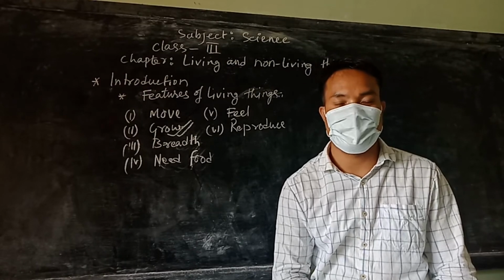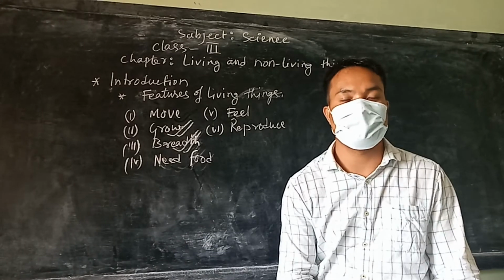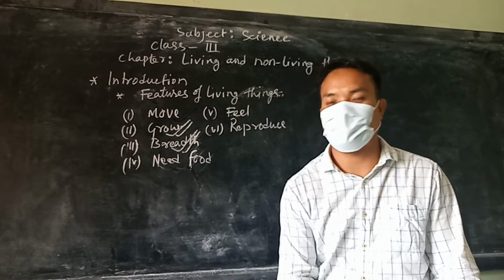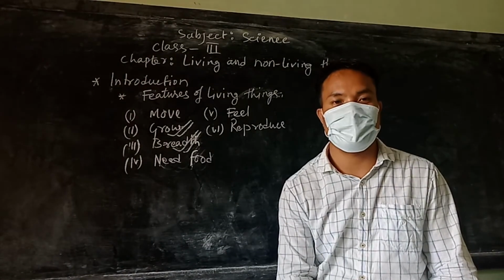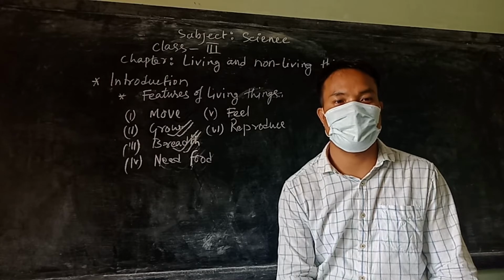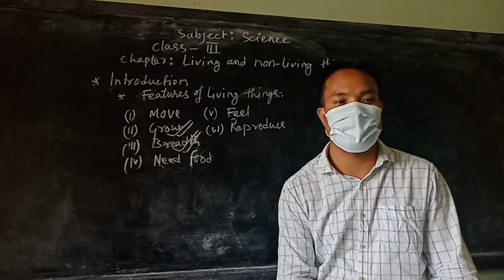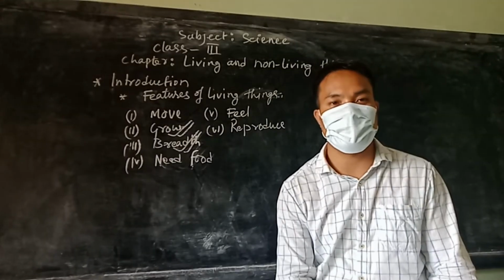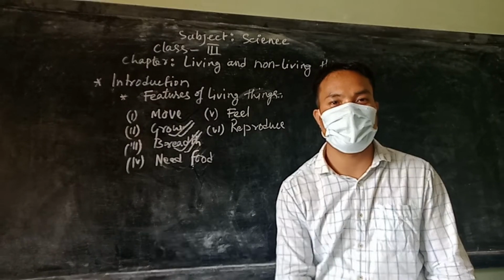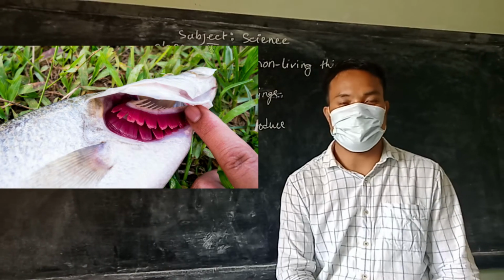Living things can breathe. Okay? We know that we all require air. Each and every living organism requires air. We need air to breathe, and different animals use different organs to breathe. Like humans, they have lungs. We breathe through the lungs. Now fish breathe through their gills. You can see this image, okay? Now see, these are the gills.